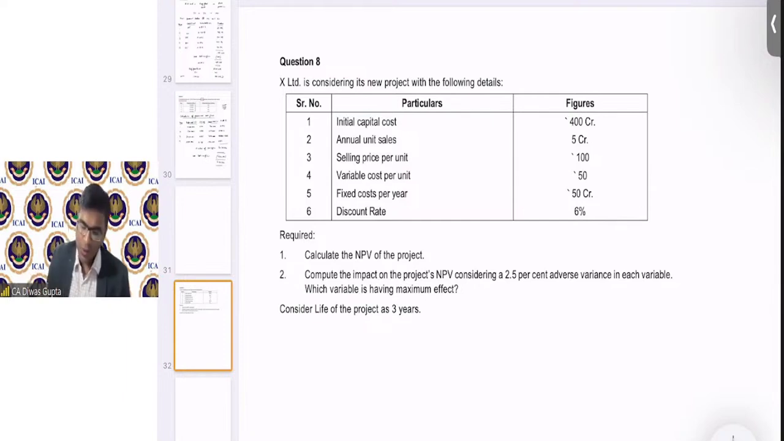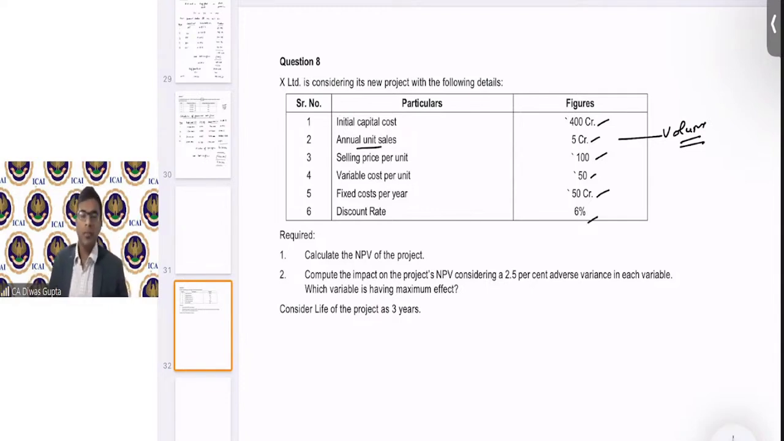Yes. So X Limited is considering a new project. What are the details? Initial capital cost is 400 crores. Annual unit sales is 5 crores. So they have given us the volumes. Please, students, do check. These are the unit sales, not the sales value. This is the volume. Then selling price per unit is rupees 100. So for 1 unit, the selling price is rupees 100. Variable cost is rupees 50. Fixed cost is rupees 50 crore and discount rate is 6%.